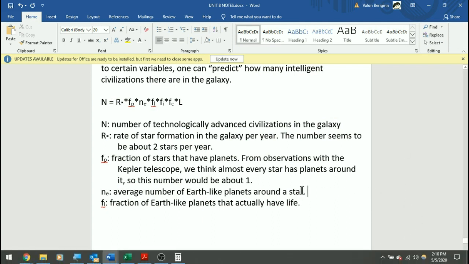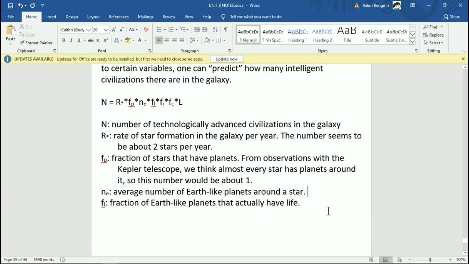Basically, the way I think about it is that if you narrow NE down to a small amount, where you need a planet that's very, very close to the Earth, then your FL number is probably fairly large. Because if my planet needs to be very similar to the Earth, then it's quite likely that it has life. But if my planet just needs to be kind of like the Earth, then it's much less likely it would have life. So these numbers are related to each other.